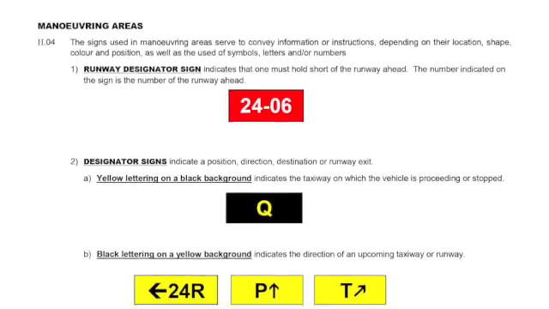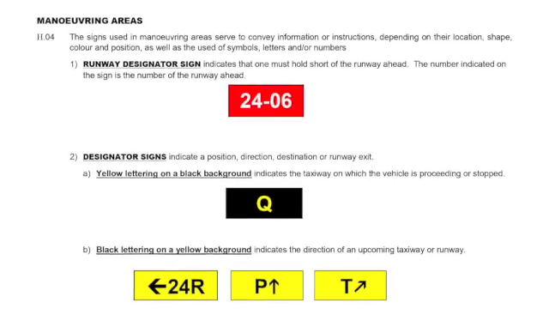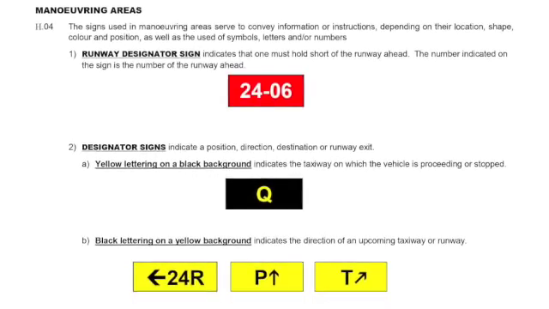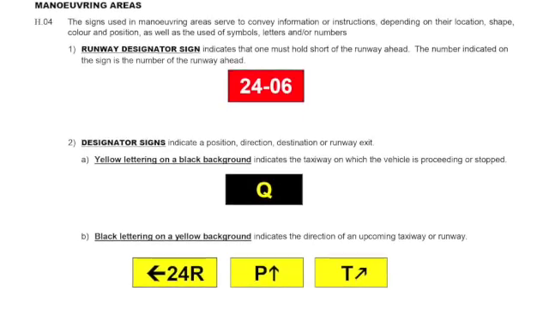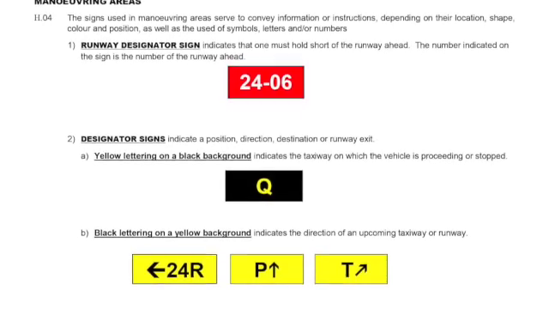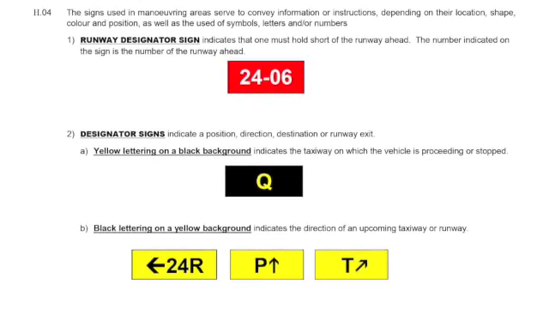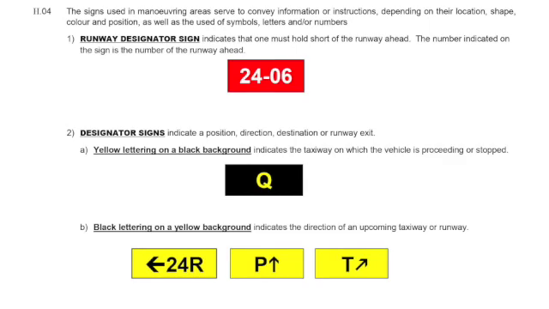2. Designator signs indicate a position, direction, destination, or runway exit. A. Yellow lettering on a black background indicates the taxiway on which the vehicle is proceeding or stopped. B. Black lettering on a yellow background indicates the direction of an upcoming taxiway or runway.